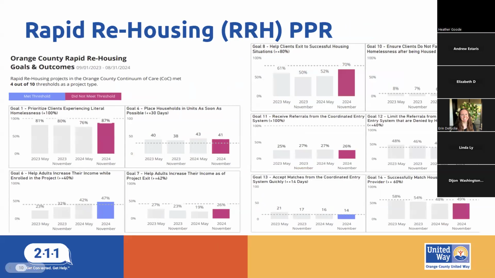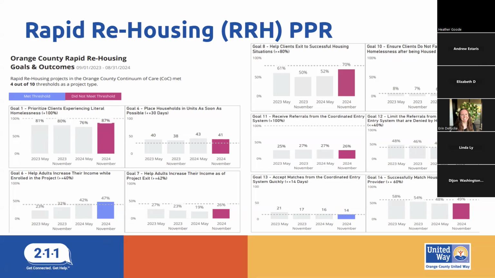So the next project type we're reviewing is rapid rehousing. This is our most recent report for the reporting period of September 2023 through August 2024. And our CoC met 4 of the 10 goals. Those were Goal 6, which is helping adults increase their income while enrolled in the project. That threshold is at least 40%, and you can see we made a 5% jump from last reporting period.